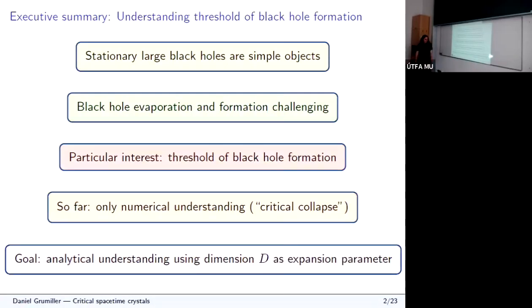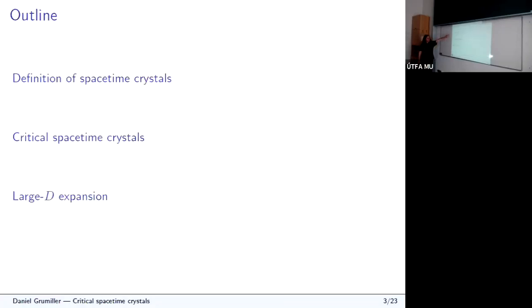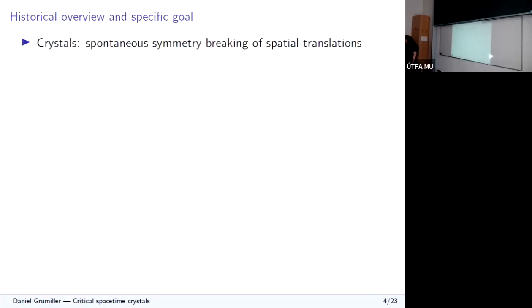The goal in our work is to get an analytical understanding of these critical solutions, which have this property of being spacetime crystals. And the key technique that we use is to employ the dimension D as an expansion parameter, because GR doesn't have any dimensionless expansion parameter that it could use. Okay, so I'll start with the definition of what I mean by spacetime crystal, then what I mean more specifically by critical spacetime crystals, and then I'll show you the details of the large D expansion.